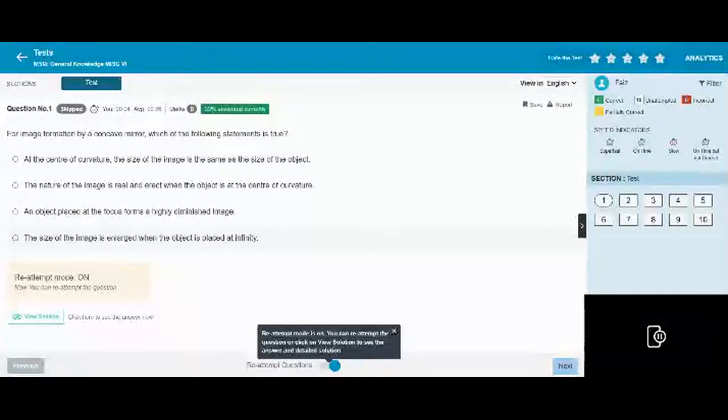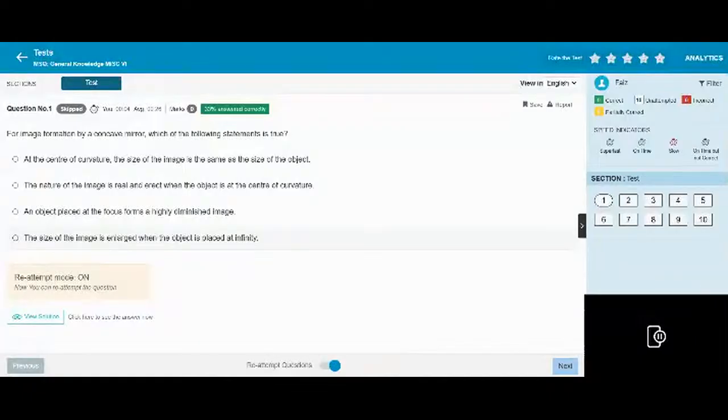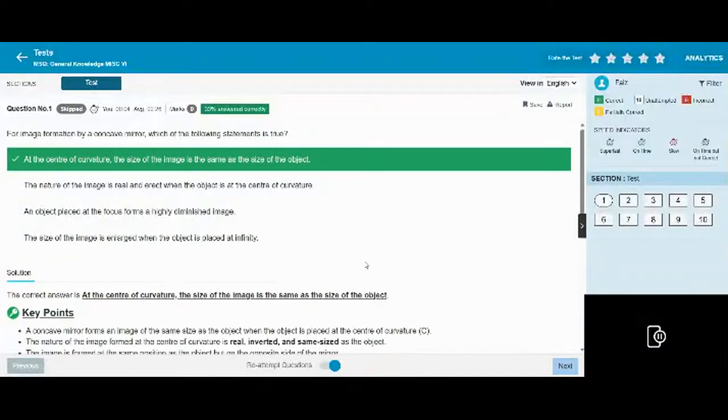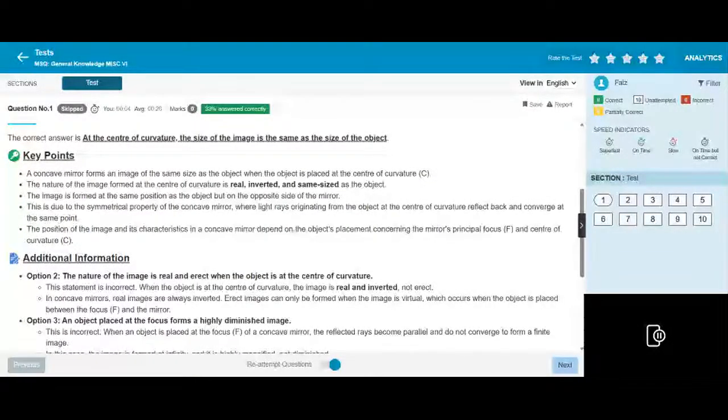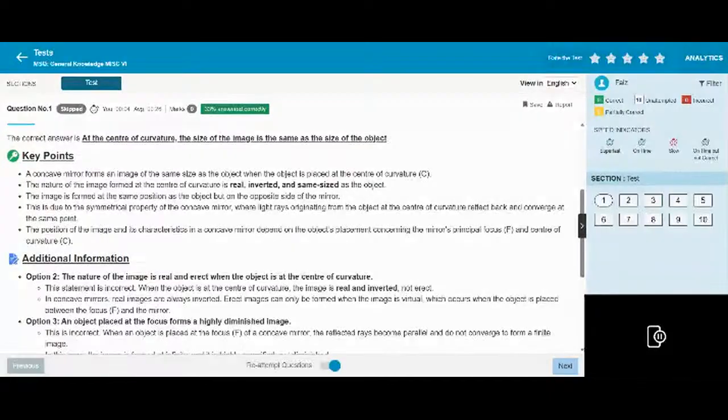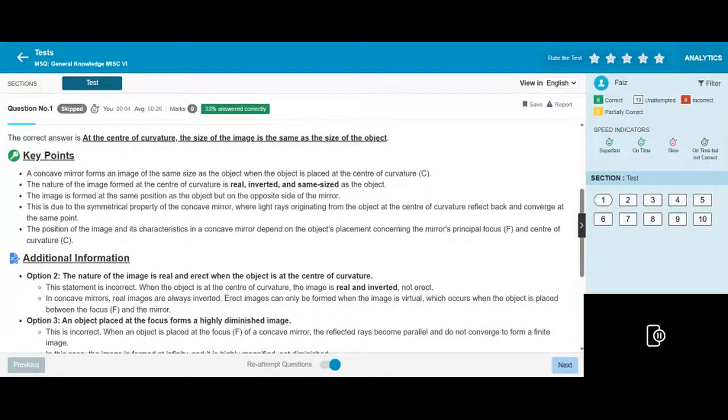Question number 1. For image formation by a concave mirror, which of the following statements is correct? At the center of curvature, the size of the image is the same as the size of the object. A concave mirror forms an image of that object when the object is placed at the center of curvature. The nature of the image formed at the center of curvature is inverted and the same size as the object.